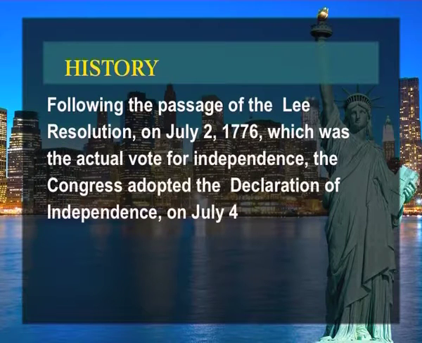Following the passage of the Lee Resolution on July 2, 1776, which was the actual vote for independence, the Congress adopted the Declaration of Independence on July 4th, which proclaimed in a long preamble that humanity is created equal in their unalienable rights and that those rights were not being protected by Great Britain, and finally declared, in the words of the resolution, that the 13 colonies were independent states and had no allegiance to the British Crown in the United States. The 4th day of July is celebrated annually as Independence Day.